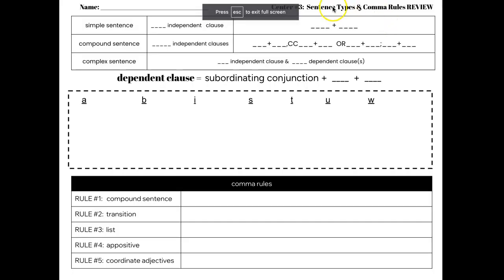For station number 3, you're going to need the handout that looks like this. That's your sentence types and comma rules review. You're going to put your first and last name on it. We're going to do some notes on the front, and then on the back, you're going to do some practice recognizing sentence types and seeing if you can figure out what rule goes with the comma.